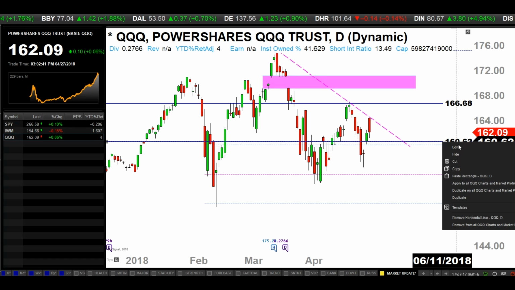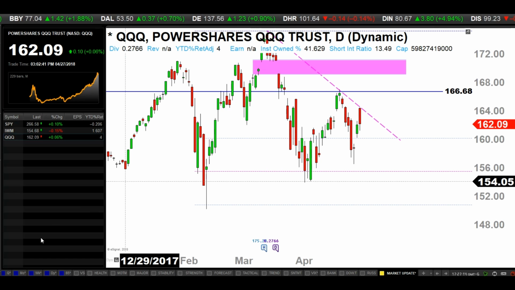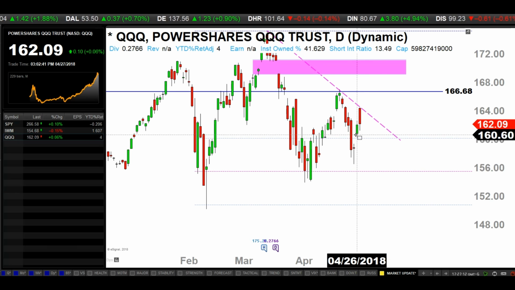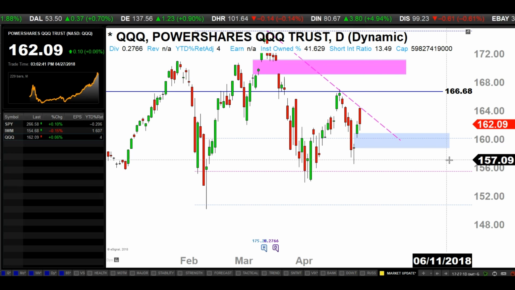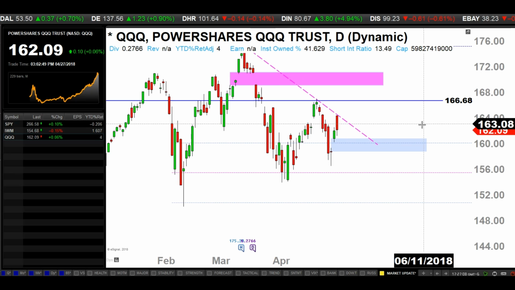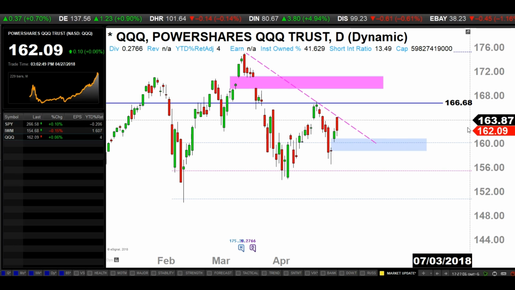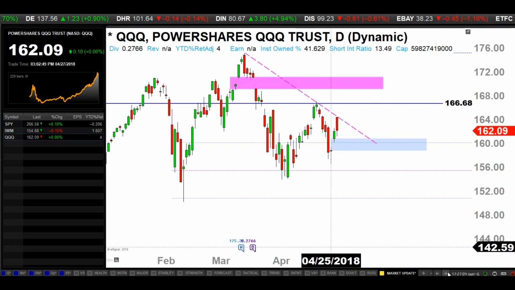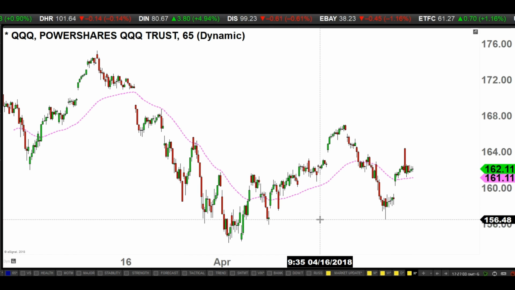But I think the good news about it, though, is we did open another gap. This one is actually a pretty sizable gap compared to Spider. That's a pretty sizable gap here. So let's actually go to 65 minute, or hourly here, to see if there's any other gap that opened.